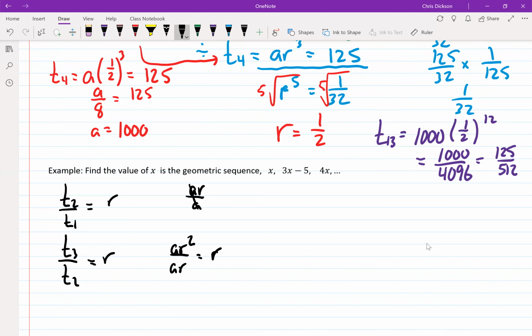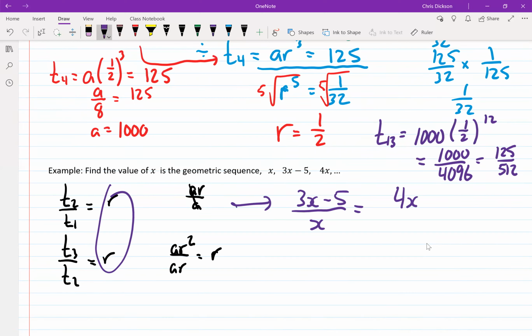Anyway, that's one way we could do this. So we're going to set up these two equations here. T2 is 3x minus 5 all over T1, which is x, and that has to equal r. But since these r's are the same, these two statements must be equal to each other. So T3 is 4x, and T2 is 3x minus 5. Once again, this is T1, T2, and T3.